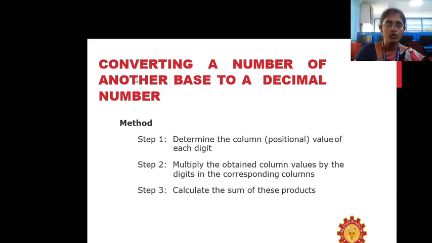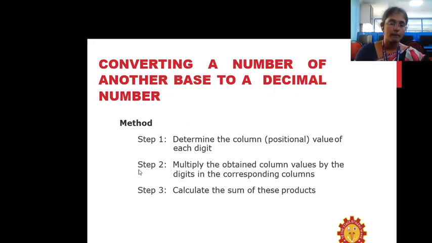It can be 2, 8 or 16 to the decimal. How to convert? These are all the steps to be done for this conversion. First, we have to determine the position value of each digit. As I said in the previous examples, the positional value starts from the right hand side of the number to the left hand side. The position will start from 0, 1, 2, 3 up to the length of the number.